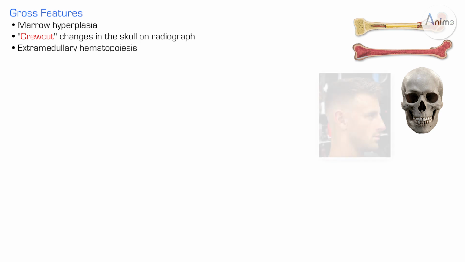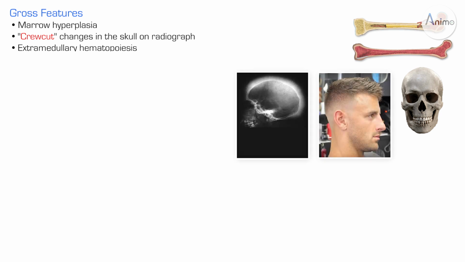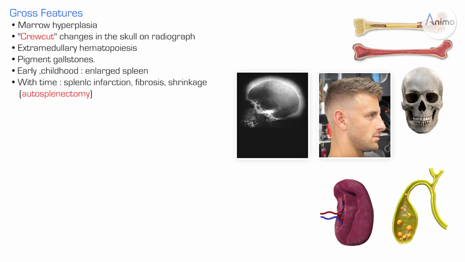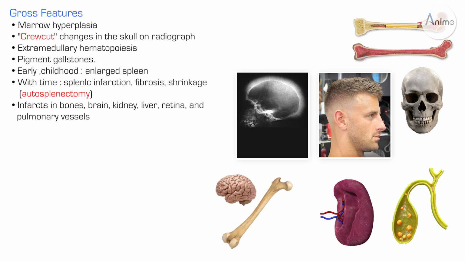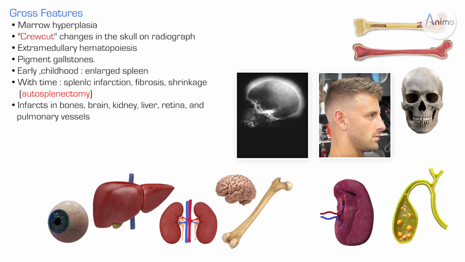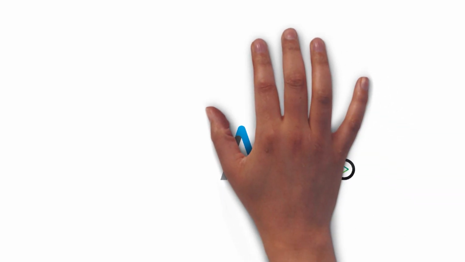And for the gross features, patients show erythroid marrow hyperplasia and extramedullary hematopoiesis. For example, the formation of RBCs inside the skull causes a crew-cut-like appearance on radiograph. Look at this. There is formation of gallstones, the spleen is enlarged, and with the passage of time, it shrinks and fibroses, which is known as autosplenectomy. And there is infarction in bones, brain, kidney, liver, eyes, and blood vessels due to blockage of capillaries by these sickle cells in these organs. And that was all about sickle cell anemia.